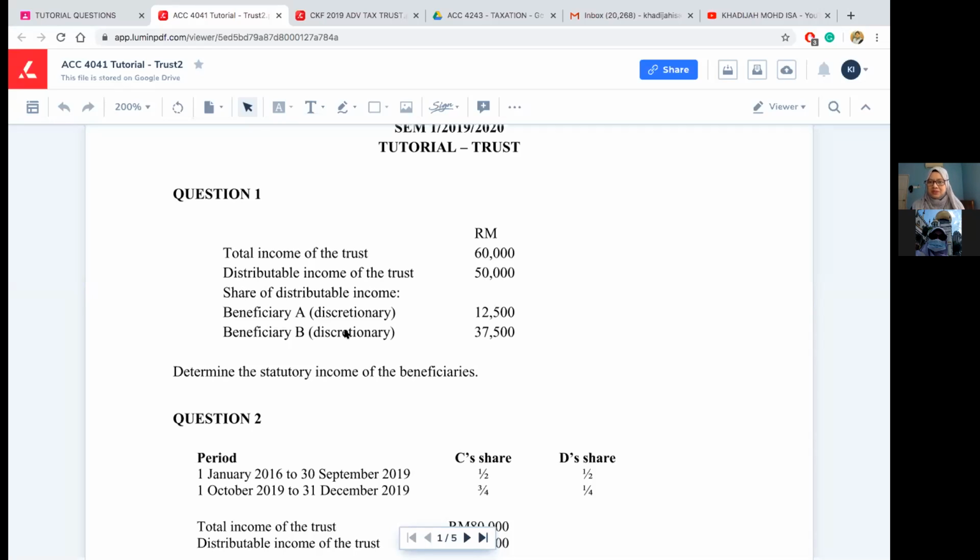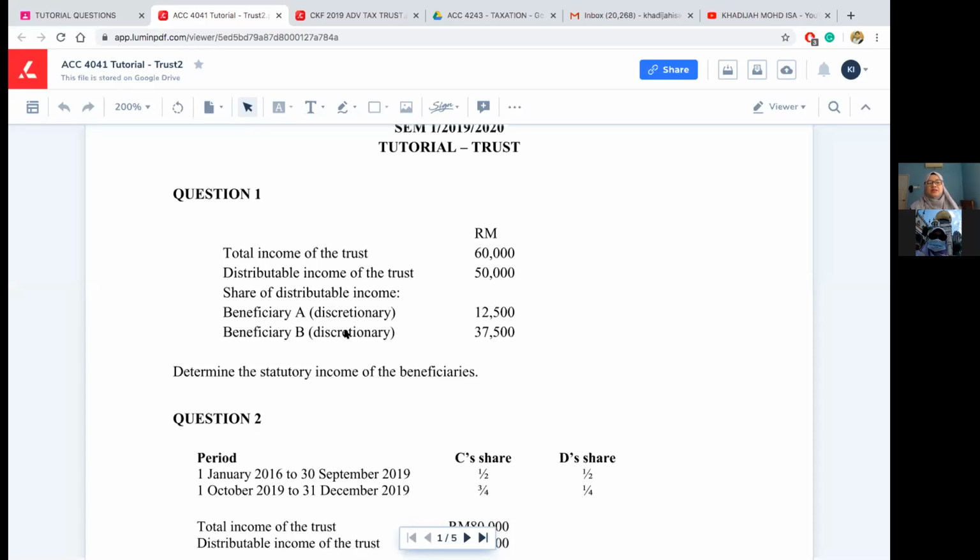So the type of this trust, whether it's a discretionary trust or non-discretionary trust, will affect the amount of statutory income of the beneficiary. Then we have the total income of the trust, and then we also have the amount actually received by the beneficiary. So the non-discretionary trust means that the amount is based on the total income. But for the discretionary trust, the statutory income of the beneficiary depends on the lower of the amount received and the total income. So the first question, in this case, beneficiary A and beneficiary B are both discretionary trust. So you must know how much they actually receive.